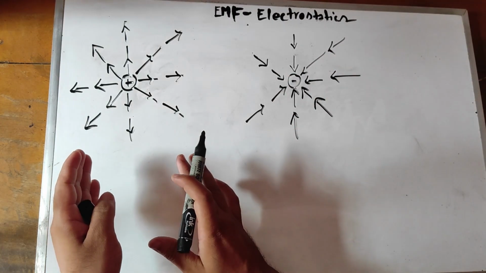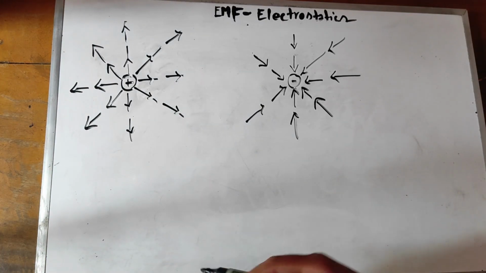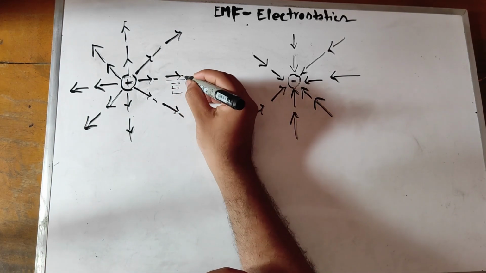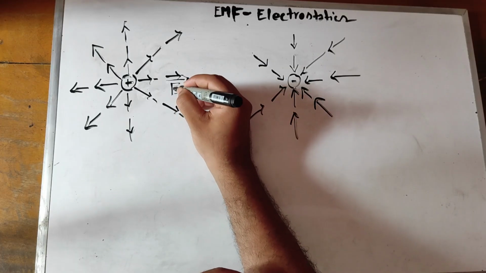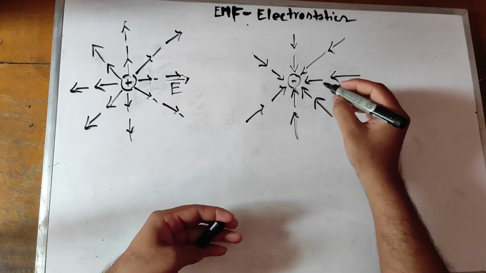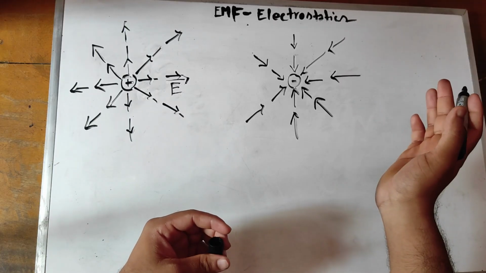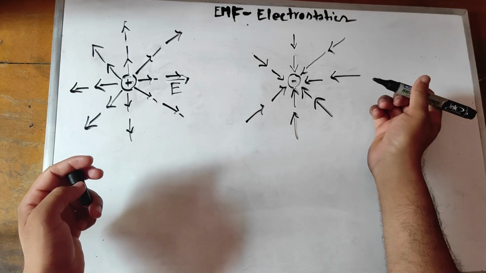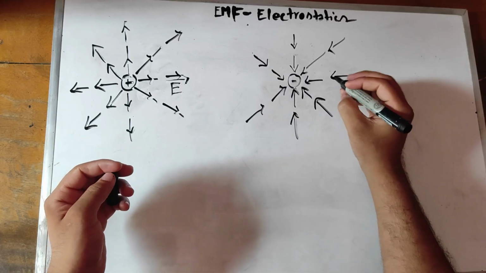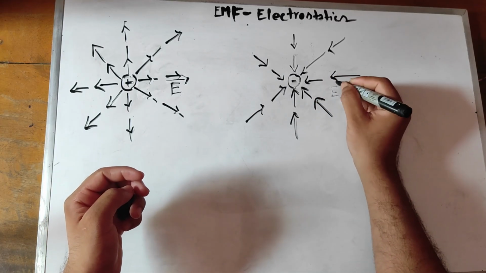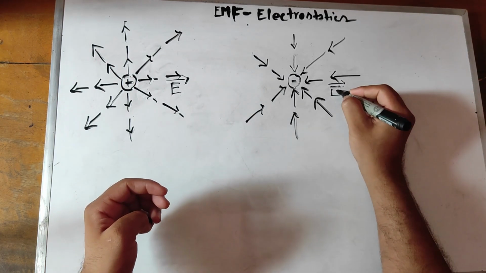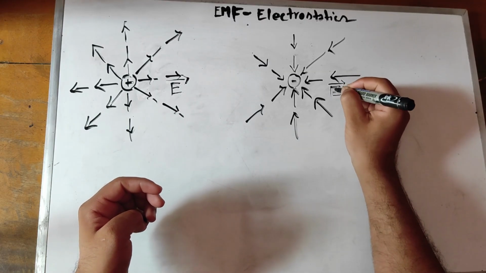So positive charges have divergent flux, hence the electric field is directed outwards. The force field directs outwards, and the positive charge acts as a source of electrostatic field, and negative charge has convergent flux. So the electric field, the force field, directs inwards to the charge, so the negative charge acts as a sink of the electrostatic field. So these are basic flux visualization.